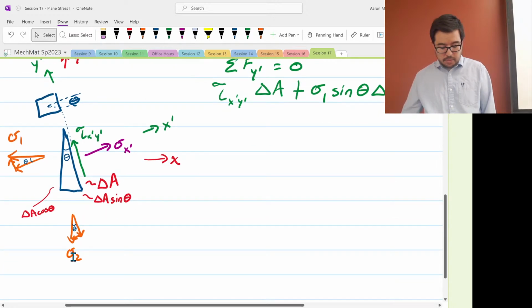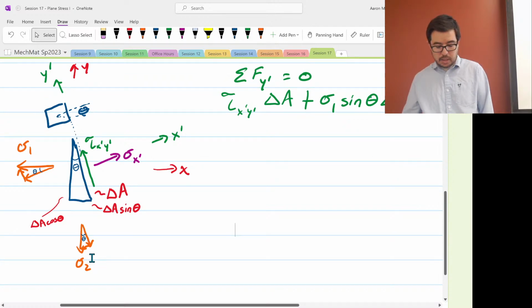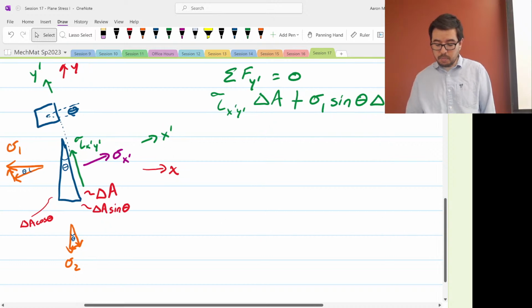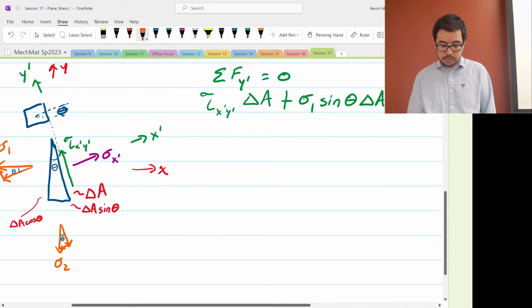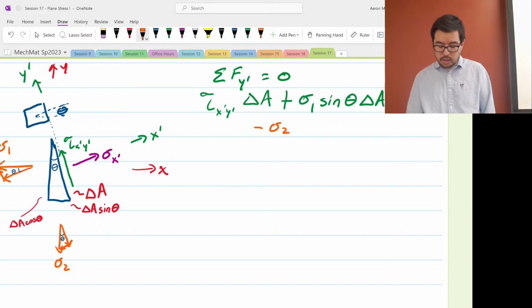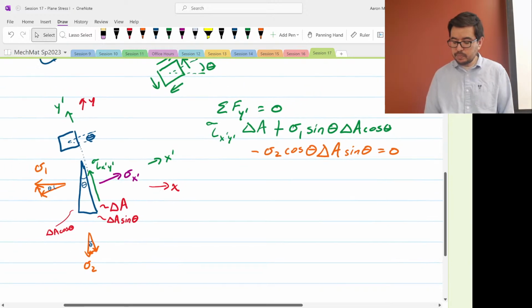What do we do with this one down here, with sigma 2? Well, you ask yourself what's going on with this one. This is orthogonal to the y prime direction, so this portion, the adjacent of this hypotenuse for sigma 1, has no contributing effect. Down here, again, we're looking for something that's parallel to y prime. We see we have this component right here, the adjacent, so that's going to be a cosine. And it's going down, in the opposite direction of the y prime direction, so now we'll have a minus, and it's adjacent, so cosine theta delta A on the sine face is equal to 0.